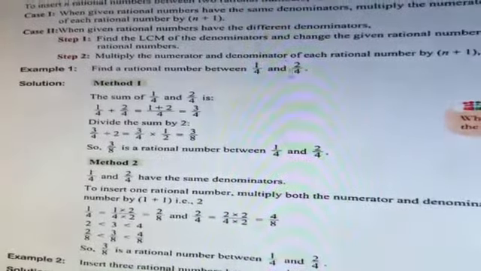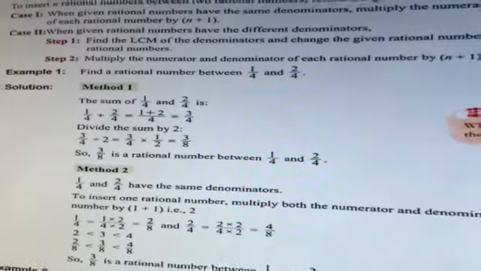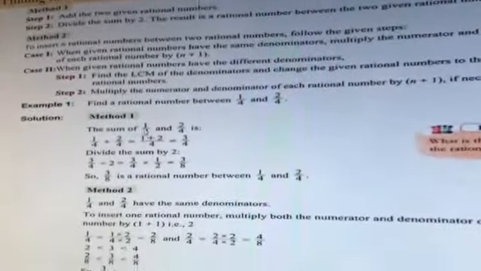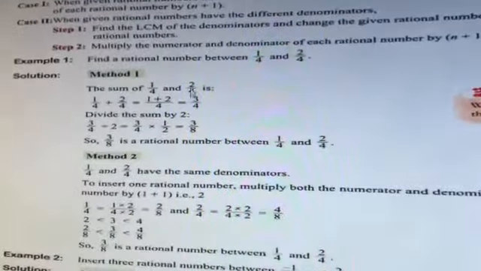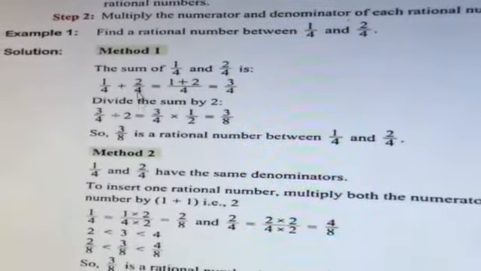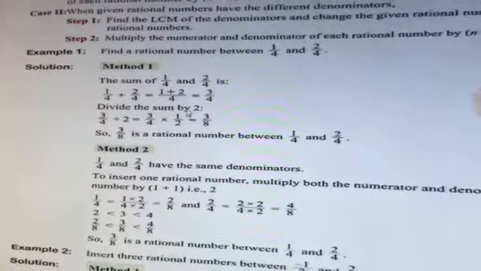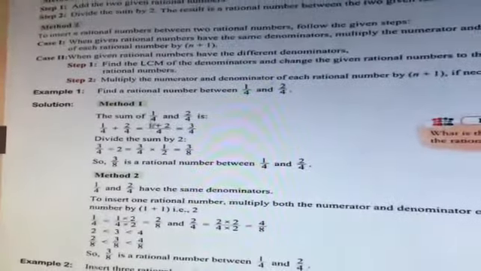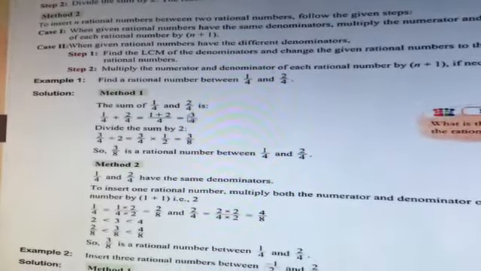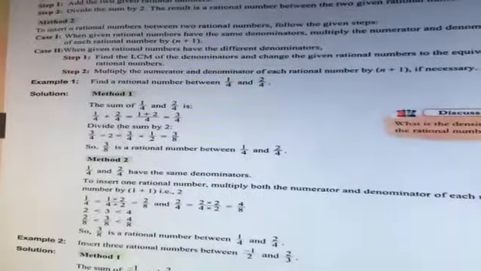Like, find a rational number between 1 by 4 and 2 by 4. Here we use the first method. So the sum of 1 by 4 and 2 by 4 is 3 by 4, and we divide the sum by 2. So the answer is 3 by 8. So in between 1 by 4 and 2 by 4, the rational number is 3 by 8.